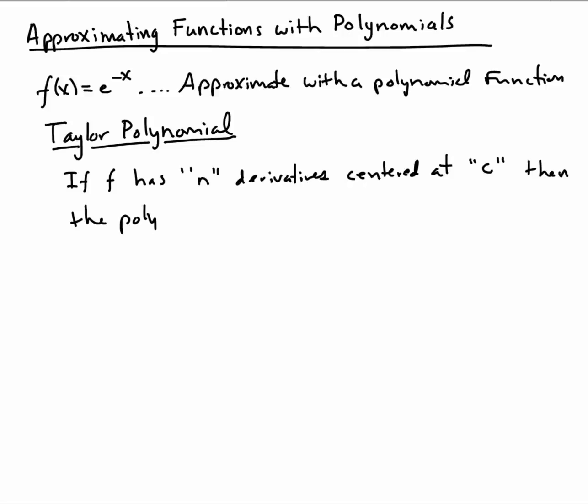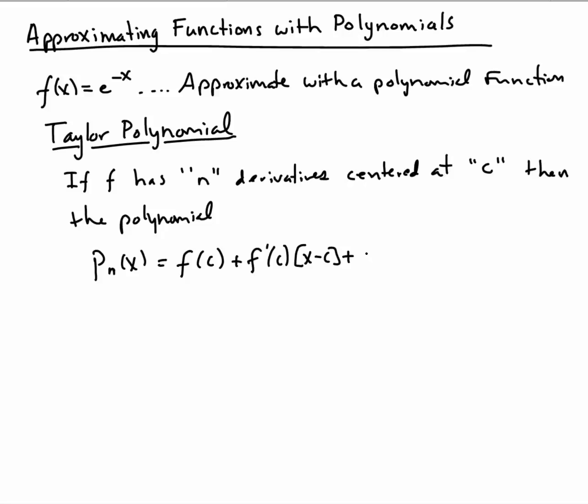Then the polynomial function that does the best job of estimating this function is given by p n of x. Here's n, so n derivatives, p n of x. This is basically giving me the highest power of the polynomial. If I'm talking about an x to the fifth, that'd be a fifth degree polynomial, and this would be p5 of x. So what this looks like is my original function evaluated at its center, plus the first derivative of the function evaluated at the center times x minus c.